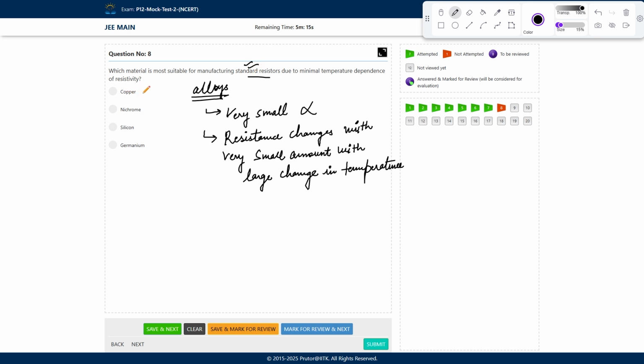So what is alloy here? Which option is alloy? Copper, nichrome, silicon or germanium. Copper is metal, silicon is semi metal. Germanium is also semi metal. So nichrome is the alloy here, nickel alloy. So correct option is nichrome.